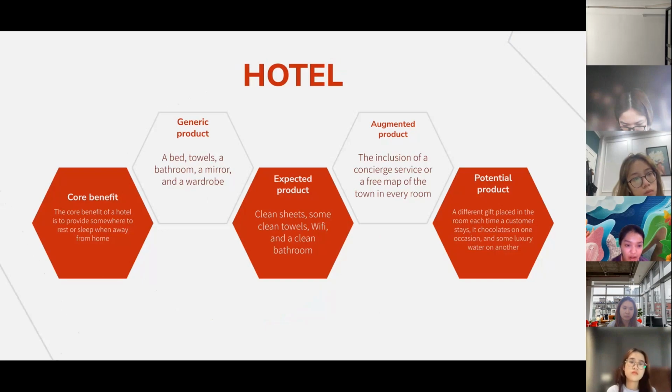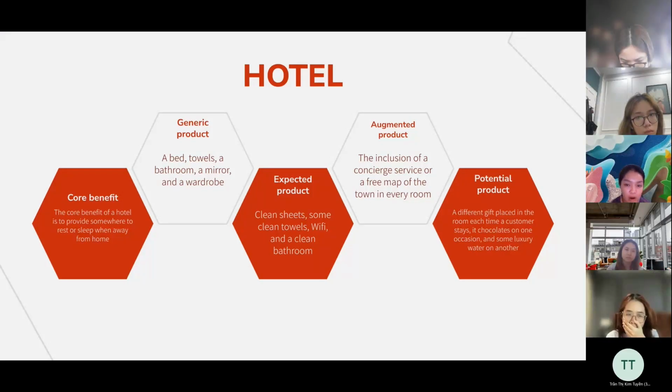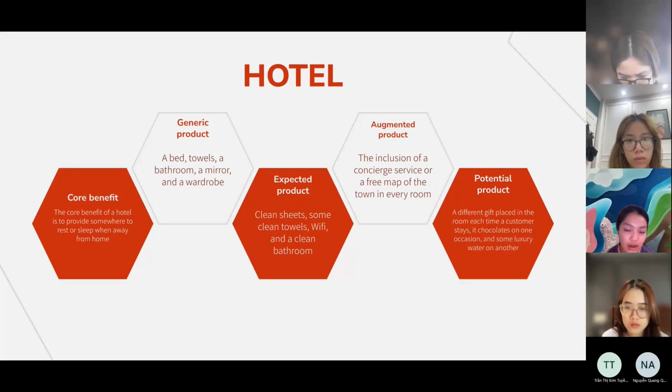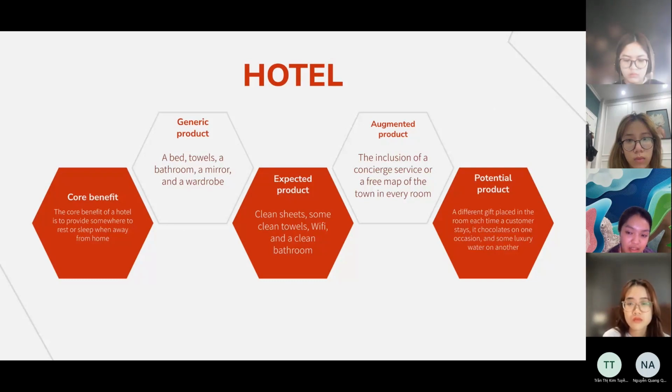For example, with a hotel, the core benefit is to provide somewhere to rest or sleep when away from home. For generic product, they expect to have a bed, towels, a bedroom, a mirror, and a wardrobe. For expected product, it's clean sheets, clean towels, Wi-Fi, and a clean bathroom. For augmented product, it's the inclusion of a concierge service or a free map of the town in every room. And the last one, potential product, includes a different gift placed in the room each time a customer stays. For example, chocolate on one occasion or some luxury water on another.